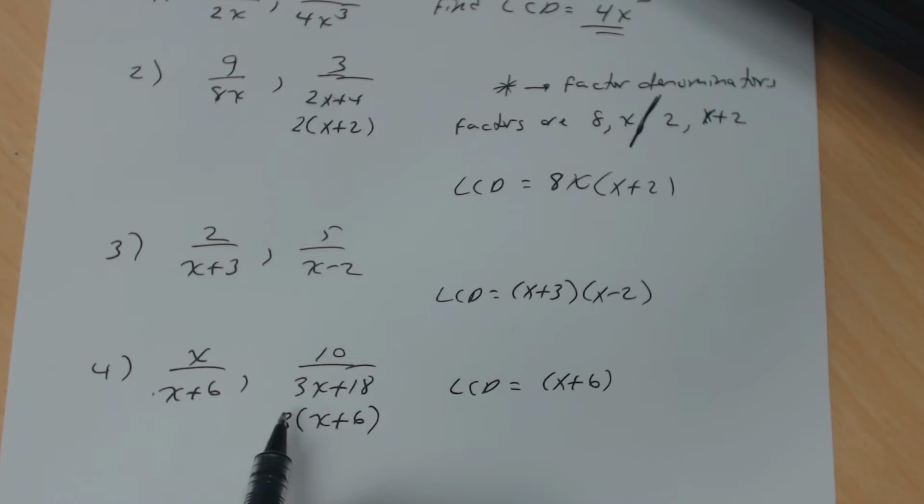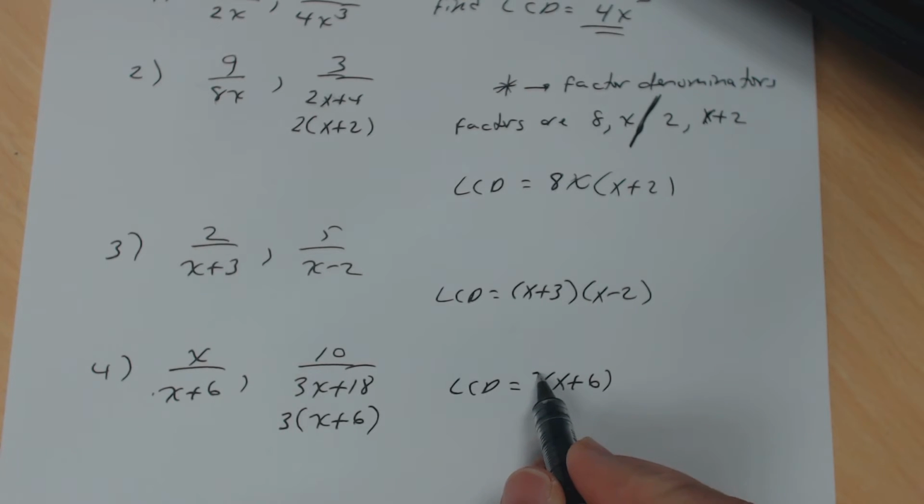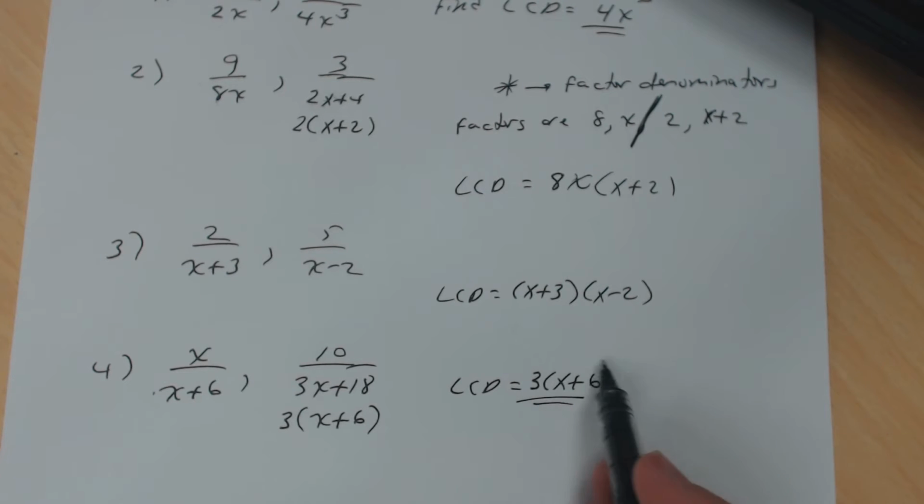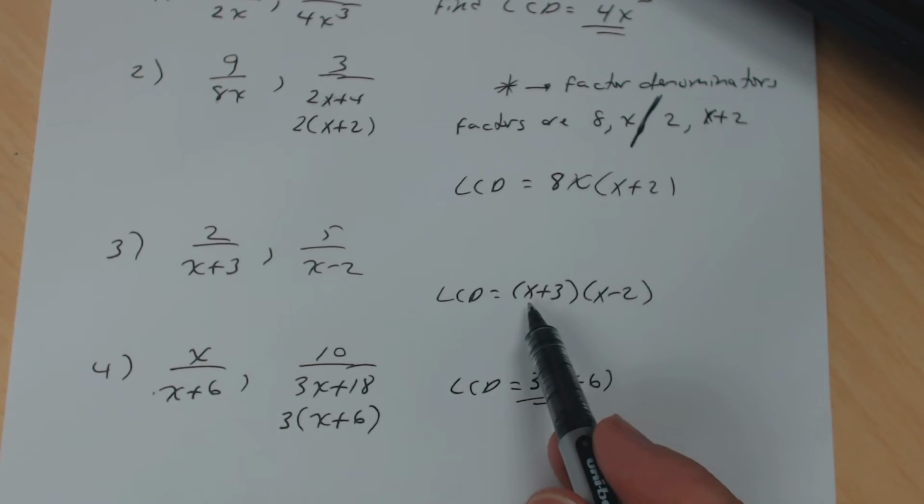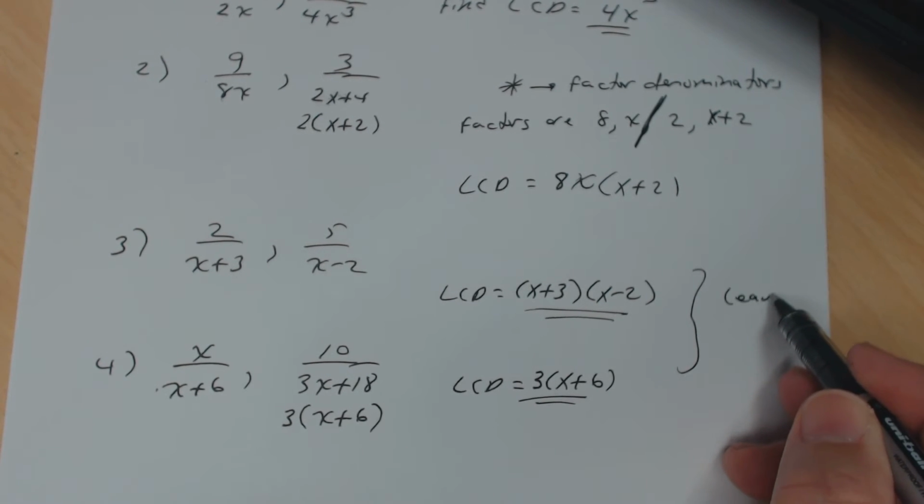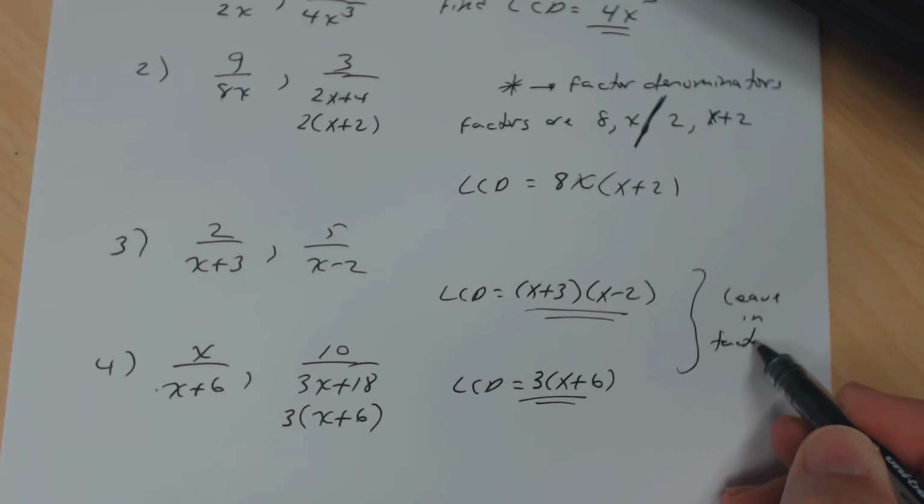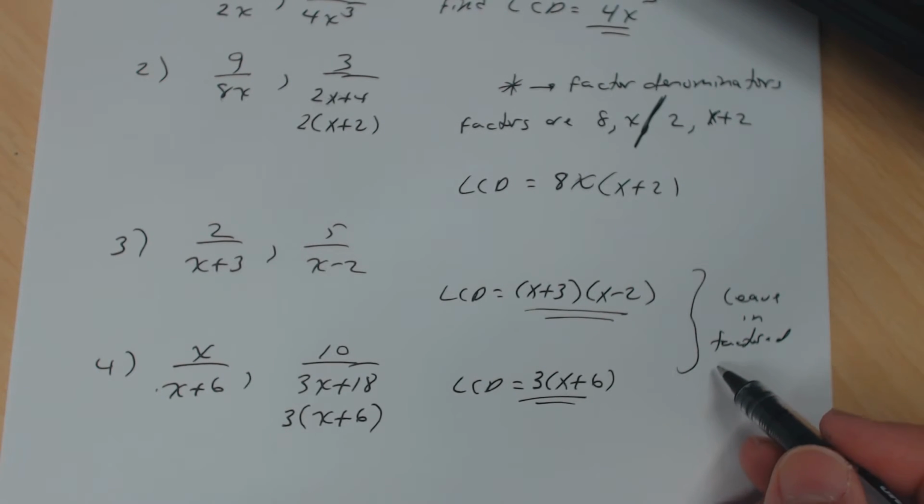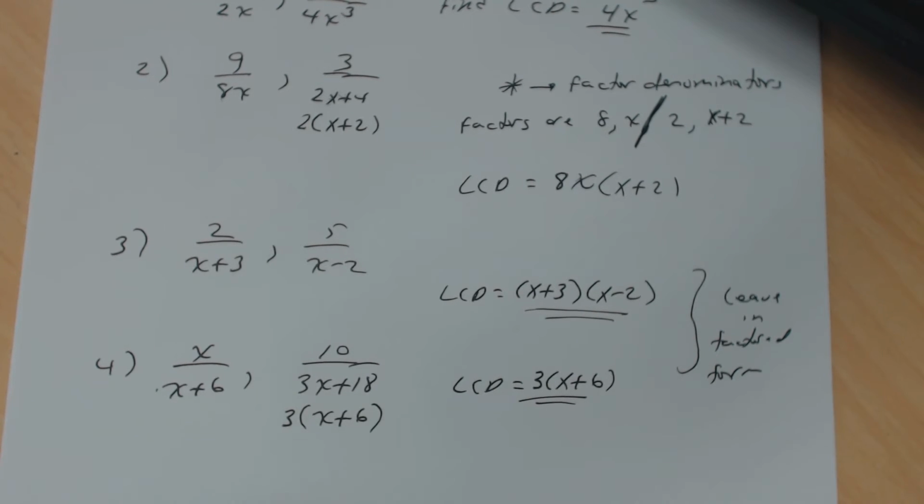Now let's go to the coefficient 3. So 3 occurs as a factor here once. 3 does not occur anywhere here, so I need 1. So I'll put the coefficient out in front. So I get 3 times x plus 6, and leave it in factored form. Don't distribute. Whenever you write equivalent fractions later on, it's going to be important that you leave them in factored form. So leave them as they are.